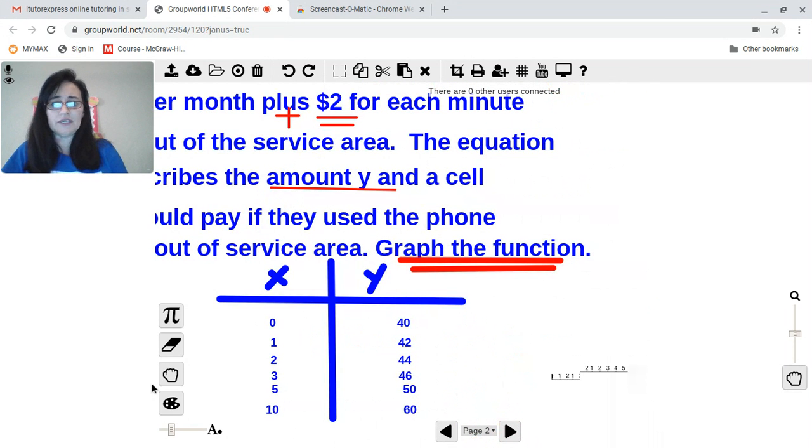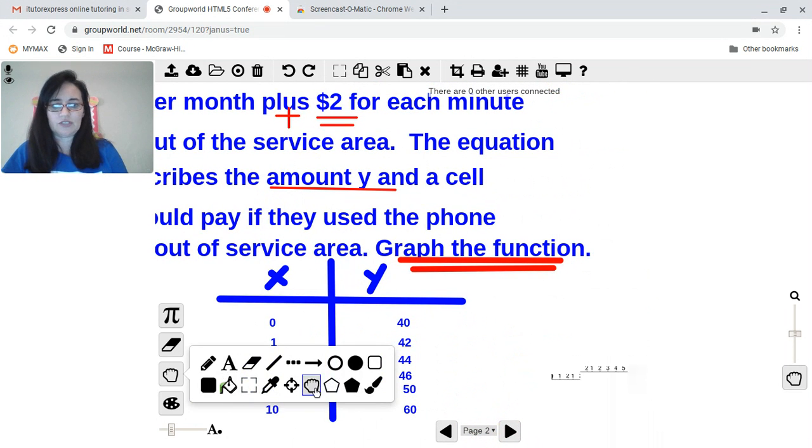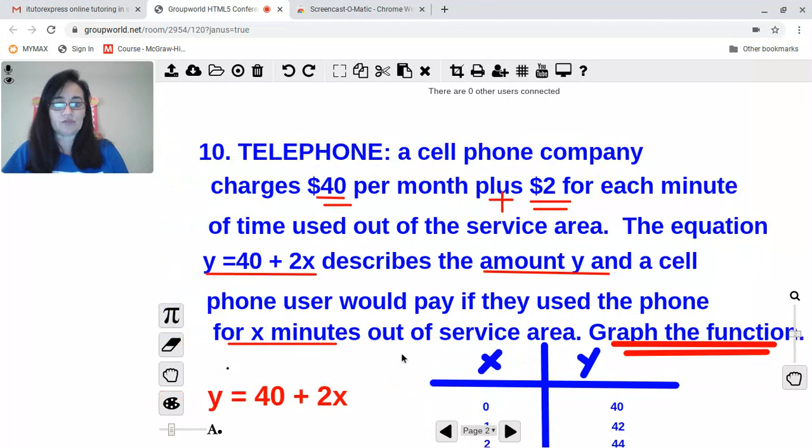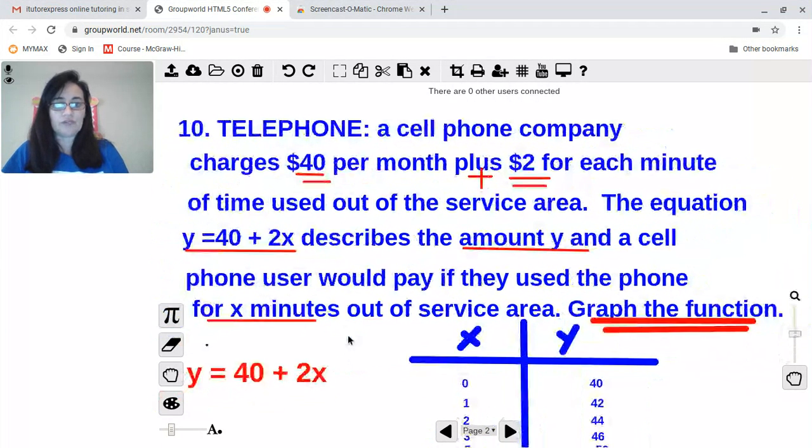Let's do number 10 now. This one's a little tricky. So let's read it and see what's going on. A cell phone company charges $40 a month plus $2 for each time of use of the service. The equation is y equals 40 plus 2x. Oh, we have the equation now.